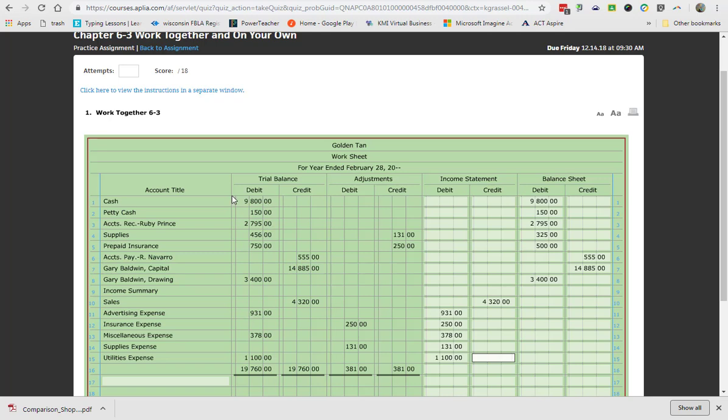Whatever it is here. So like supplies has a debit here of $456, and I'm crediting it here $136, so debit is still bigger. The only thing that goes on the income statement is your revenue and your expenses. So you have to think about the classification.